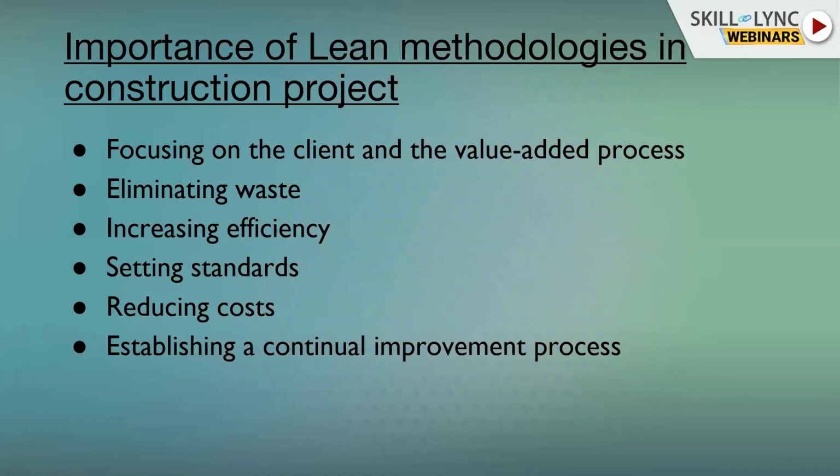So we should focus on the client and the value-added processes rather than the non-value-adding processes or activities in order to increase productivity. Lean helps in reducing the amount of waste in the form of scrap and also helps in reducing reworks. Lean also helps the organization increase the efficiency of workmen and equipment by optimizing the processes. It also helps the organization define and maintain specific standards for different activities and processes. Then again, it helps in reducing the cost of executing projects by reducing wastage and reworks. Lastly, Lean not only optimizes project execution, but also helps improve the various methods and processes in a continuous manner.